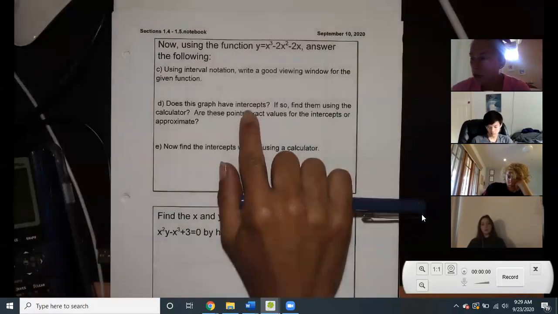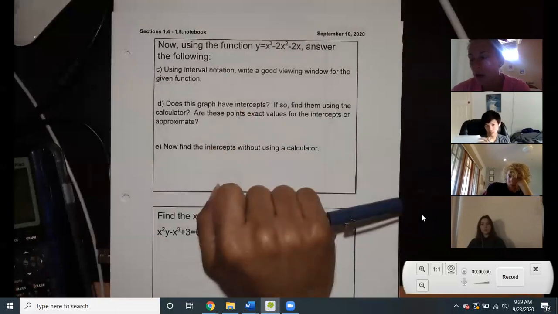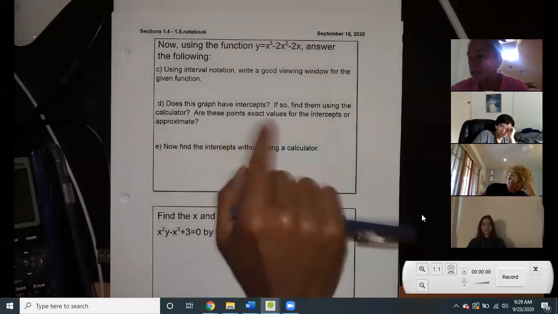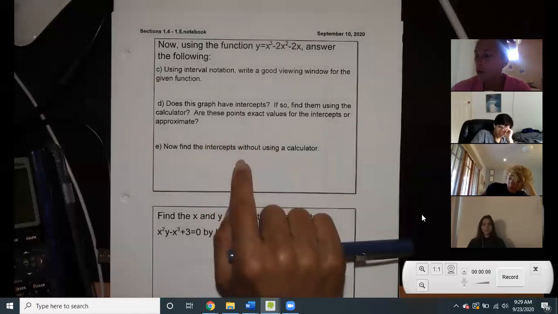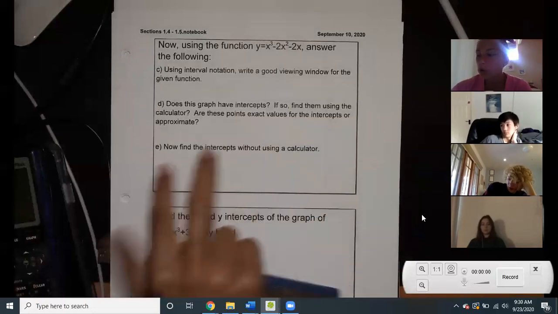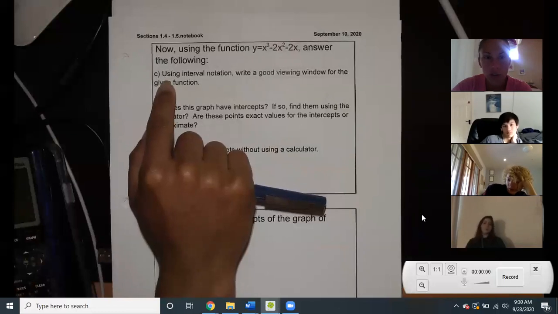So does the graph have intercepts? And if so, we're going to find them using the calculator, and I'll show you how to do that. And then, are these points exact or approximate? And then we're going to actually go find the intercepts without a calculator, okay? So I really want you to just try this quickly, okay? So I'm going to give you just a second.